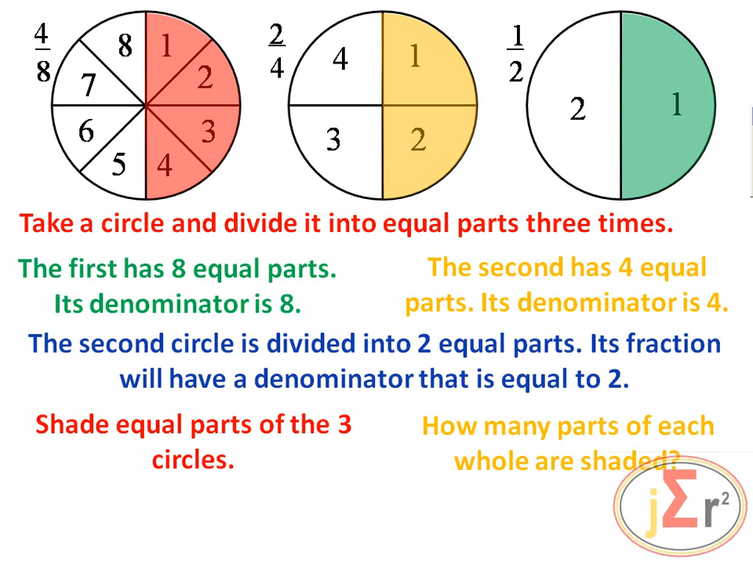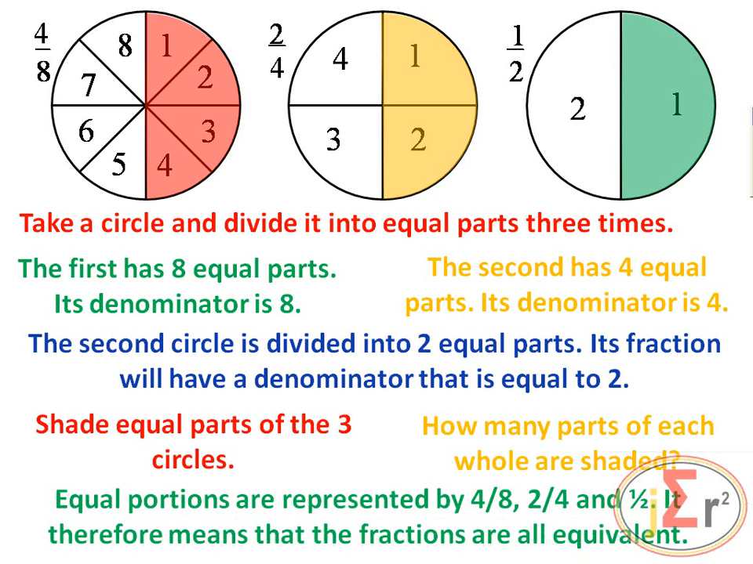Are all of those fractions equal? Yes. All of those fractions are equal. So equal portions are represented by 4/8, 2/4, and 1/2. They are all halves, right? It therefore means that the fractions are all equivalent. That means those fractions, as Jerry said, are all halves. They are all equivalent to a half. So 4/8, 2/4, and 1/2, they are all halves, all of them equivalent to a half, irrespective of the form that they are in.